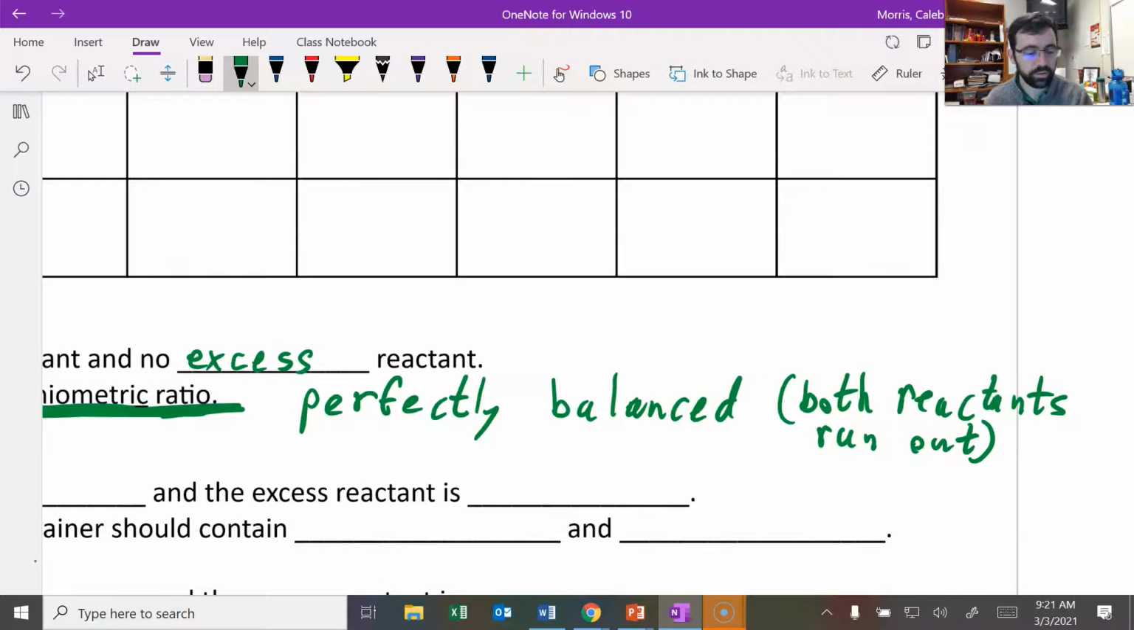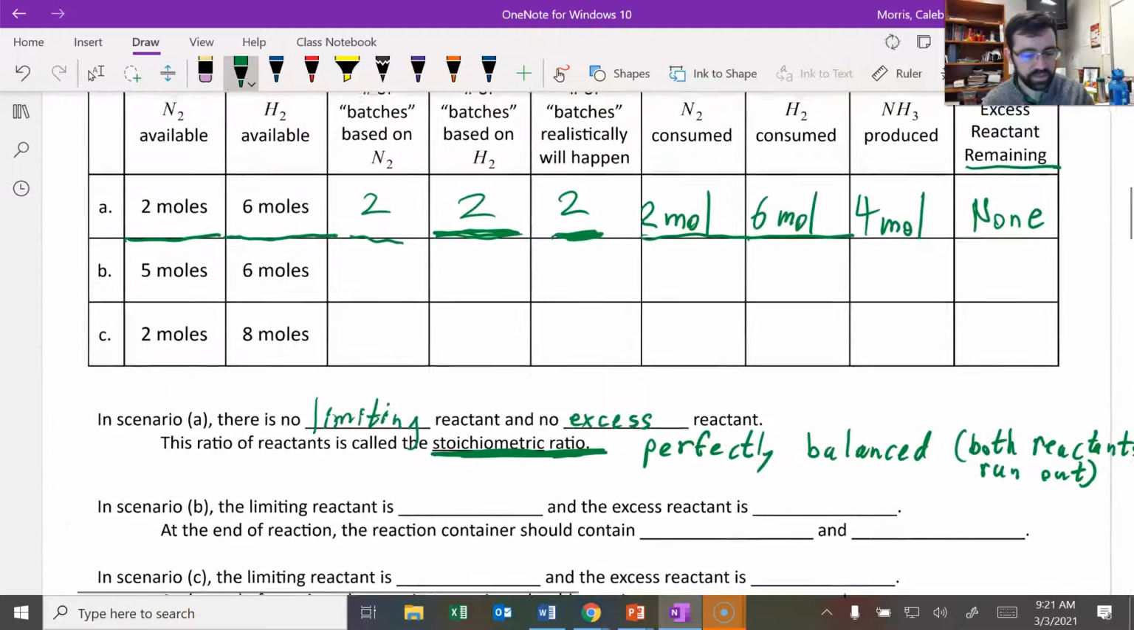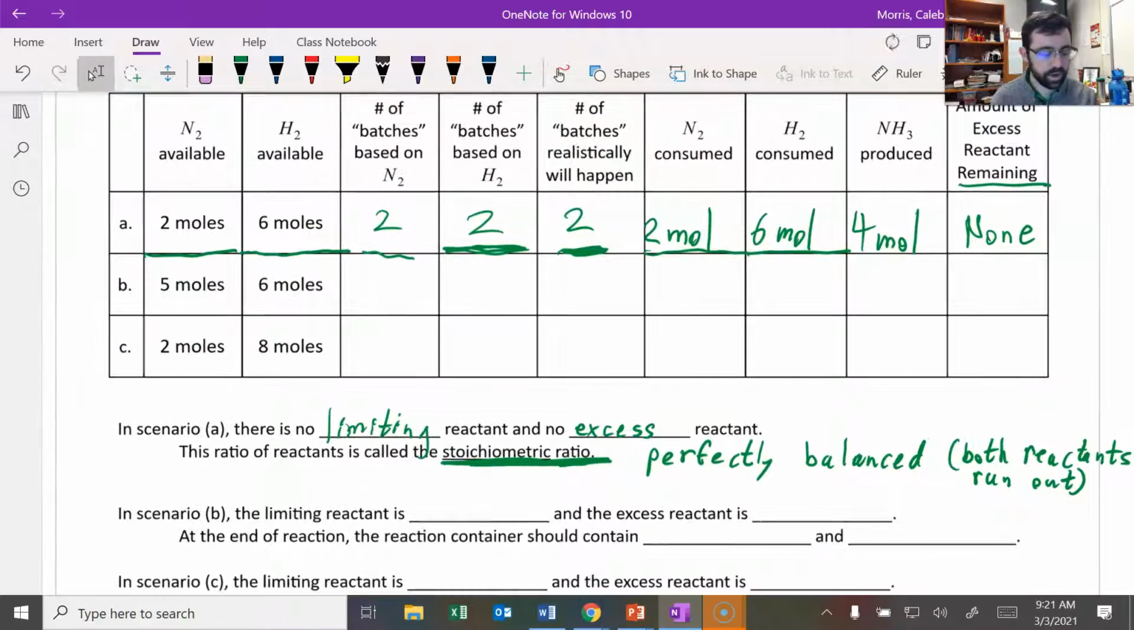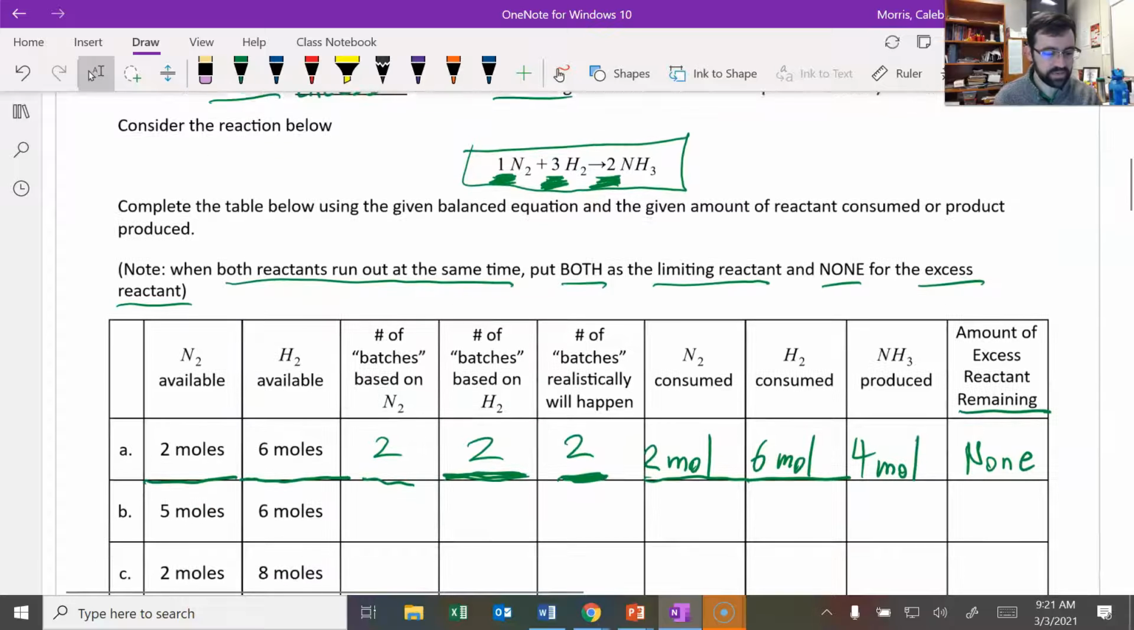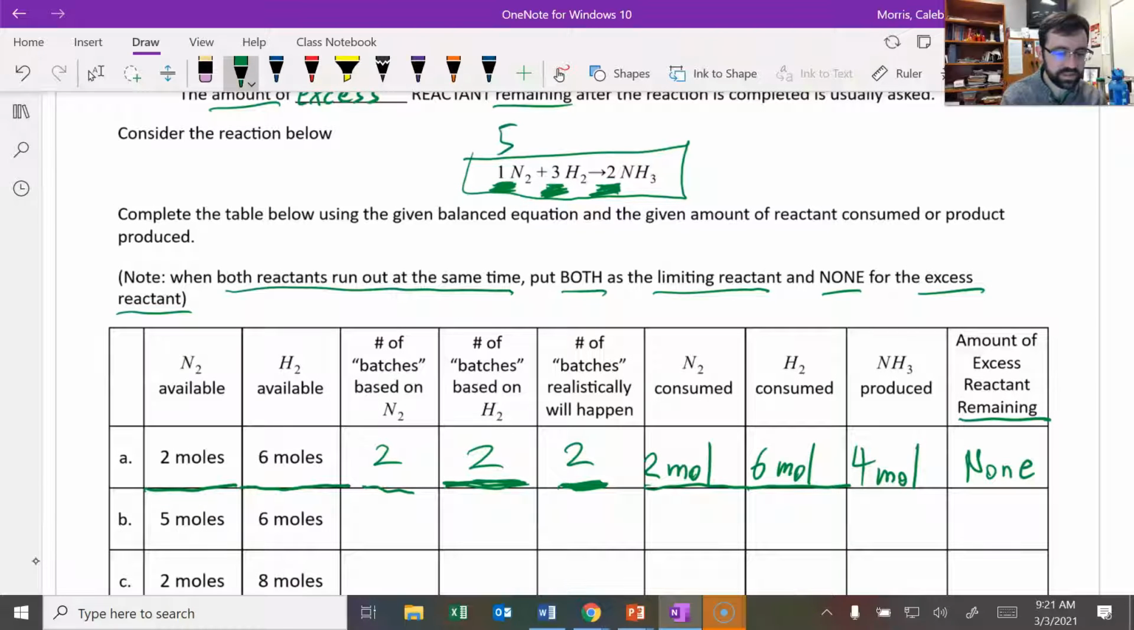We're going to run out of both reactants because it's perfectly balanced. There's nothing left over. Let's look at part B. 5 moles and 6 moles. So if I have 5 moles of N2, that's 5 times what the coefficient is. So that means I can make 5 batches. Okay? That's the N2.